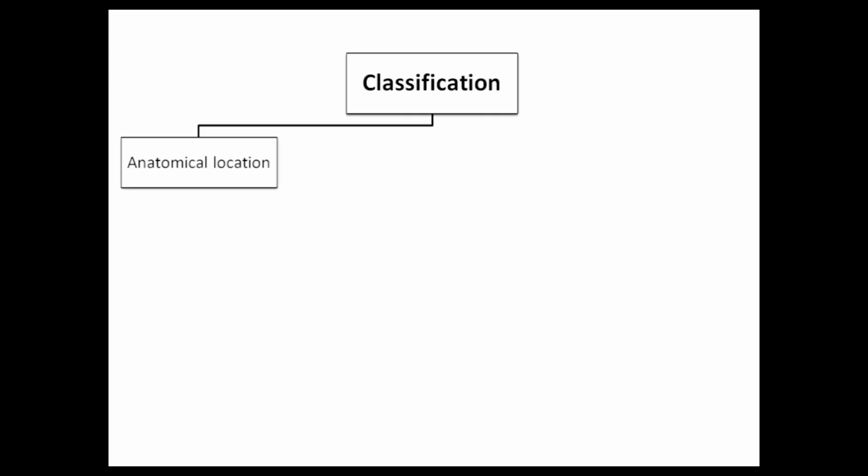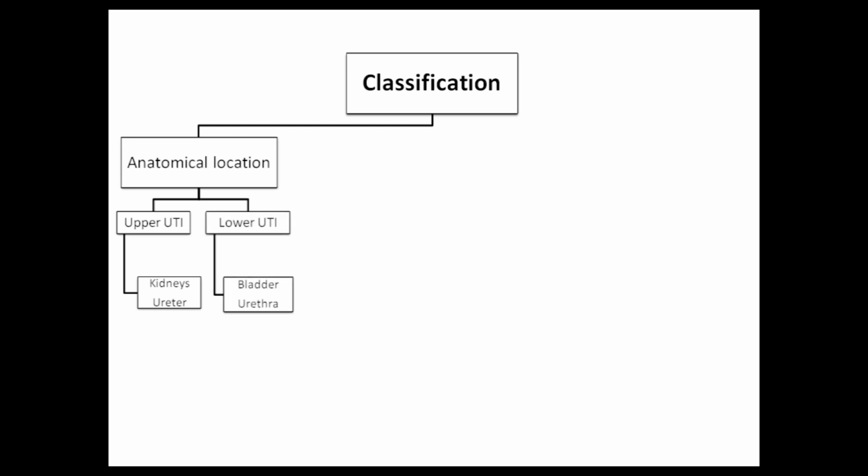So now we will start with the classification of UTI. Our first classification is on the basis of anatomy. It includes upper UTI and lower UTI. By upper UTI, I mean kidneys and ureter, and by lower UTI, I mean bladder and urethra.